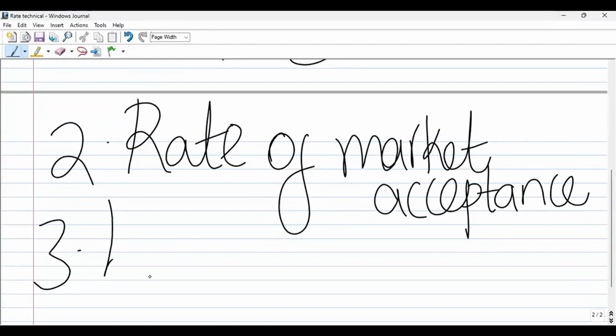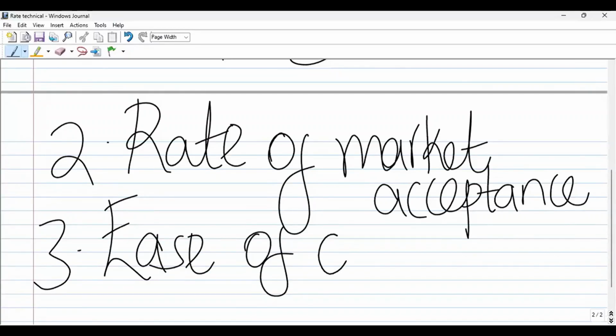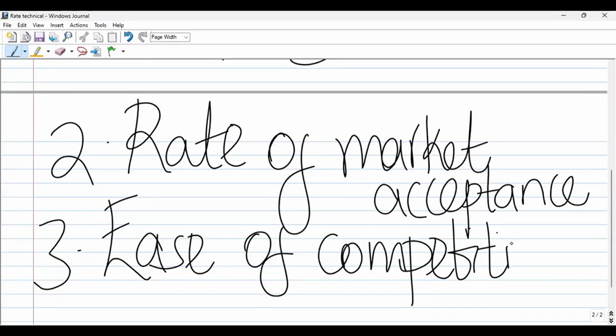Then 3 is ease of competitive entry. If the competitors can enter into a market very easily, the life cycle of the products will be very short.